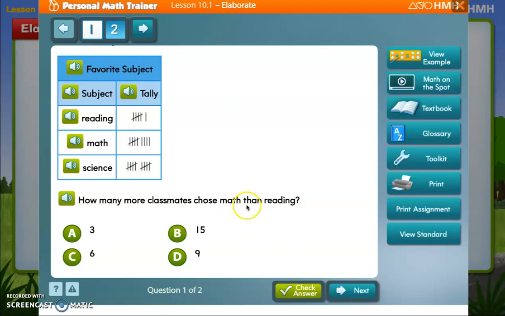So let's see. In order to find out how many more classmates chose math than reading, we have to see how many people chose math and how many people chose reading. So for reading, there was 5, 6, and for math, there was 5, 6, 7, 8, 9. Okay, so we're going to take the greater one, which is math, and we're going to subtract the smaller one, which was reading. So 9 minus 6 equals 3. So 3 more classmates chose math as their favorite subject than reading.